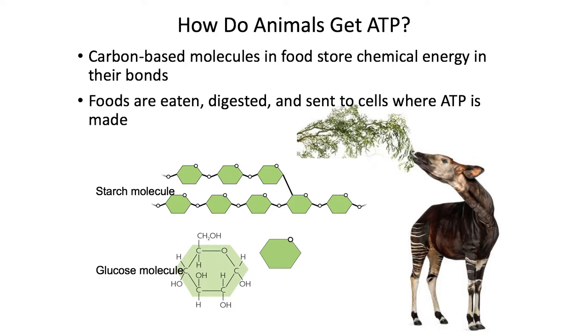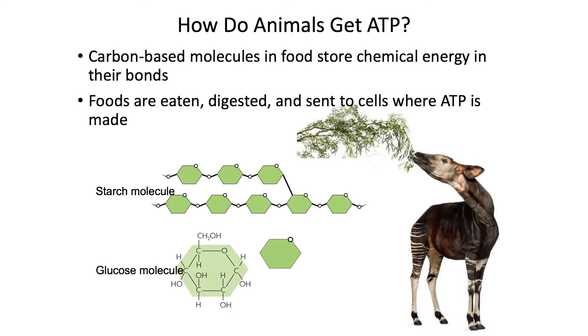So how do animals end up with ATP? We know that carbon-based molecules in food store chemical energy inside of their bonds. And from the previous chapter we learned about digestion, we know that foods are ingested, they're taken in, and then they're digested into smaller and smaller molecules until we end up with the monomers of our different macromolecules. And basically, those foods, when they're broken apart, can help make ATP.